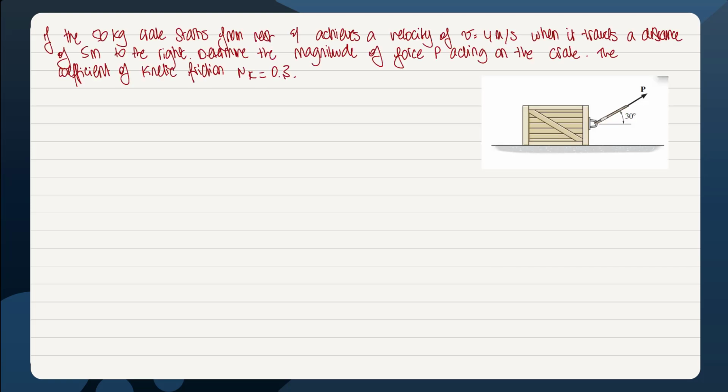In this problem, a 50 kilogram crate starts from rest and achieves a velocity of v equals 4 meters per second when it travels a distance of 5 meters to the right. We're asked to determine the magnitude of force P acting on the crate, and we're given the coefficient of kinetic friction, mu k equals 0.3.